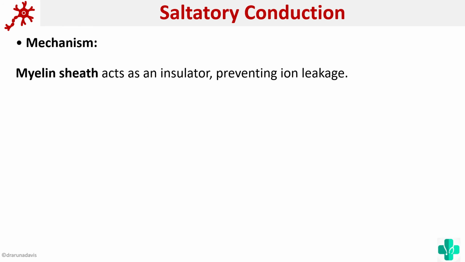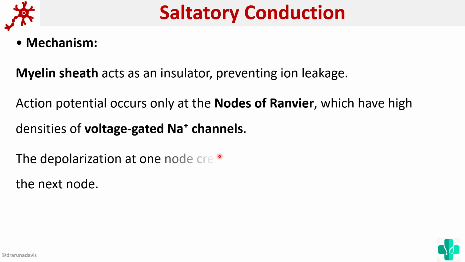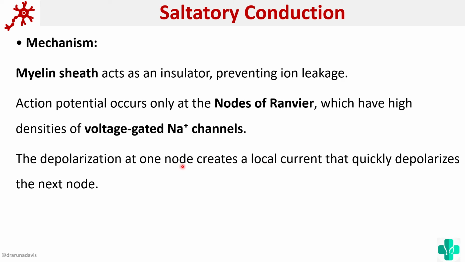So the mechanism is that the myelin sheath acts like an insulator. There will be no ion leakage. The action potential occurs only at the node of Ranvier, which has a high density of voltage gated sodium channels. The depolarization of one node creates a local current that quickly depolarizes the next node. So this is the mechanism of saltatory conduction.